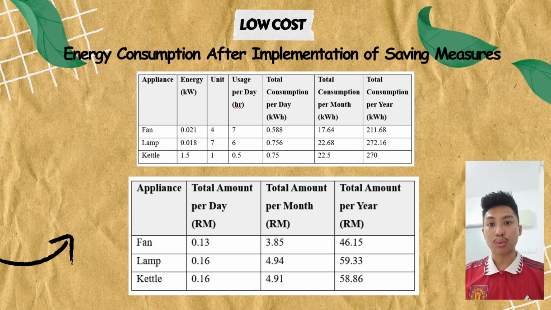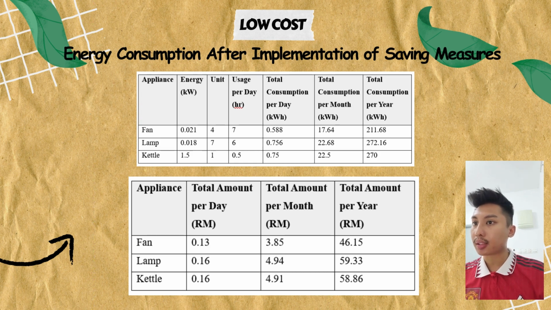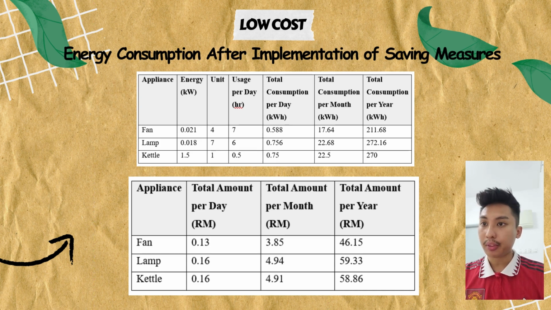So next, on to the low cost saving measures. My group and I have decided to define low cost as a financial investment of RM100 and below per unit of appliance. There are 3 appliances that we have upgraded in this low cost measure, which are fans, lights, and electric kettle. Firstly, for the fans, which are ceiling fans, by the way, we upgraded all 4 units to more efficient fans, which only consume around 46 ringgit 15 cents of total energy per year, which means 1 unit is like 11 ringgit.